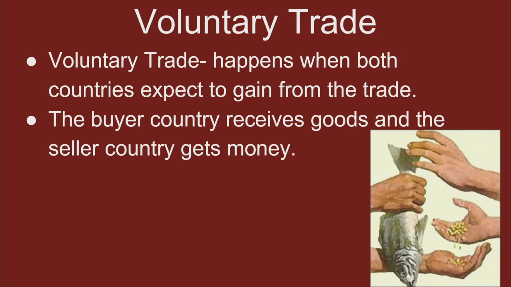So, voluntary trade. Voluntary trade happens when both countries expect to gain from the trade. So they're not forced to trade with anybody. It's all voluntary. If they need something that the other country has, they're going to voluntarily trade something that they have that the other country does not. So the buyer country receives the goods and the seller country gets the money or whatever other product they may need.